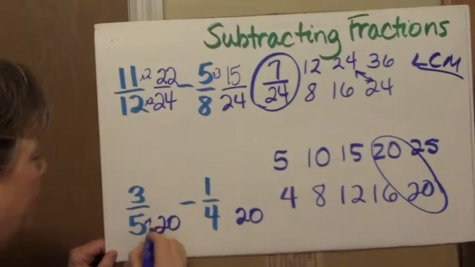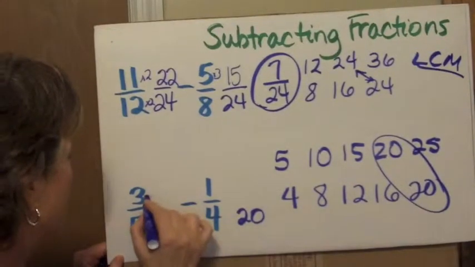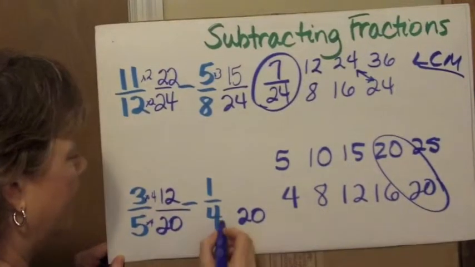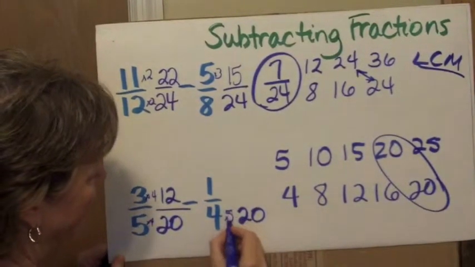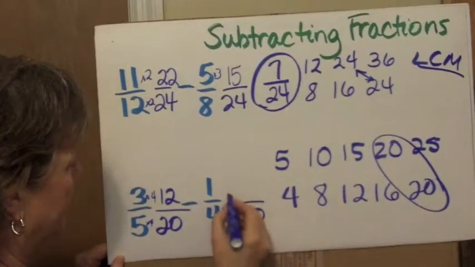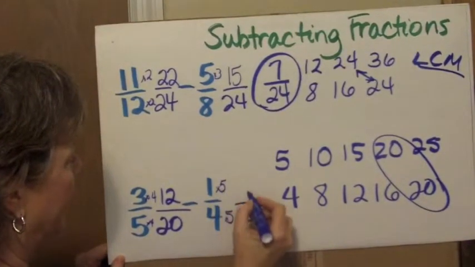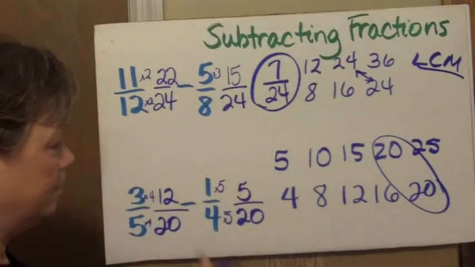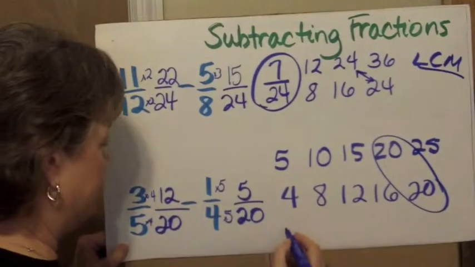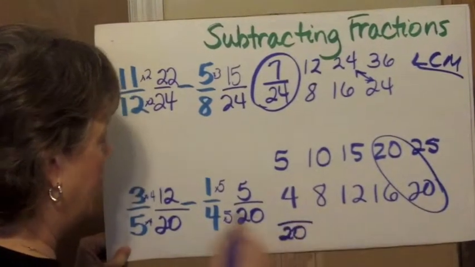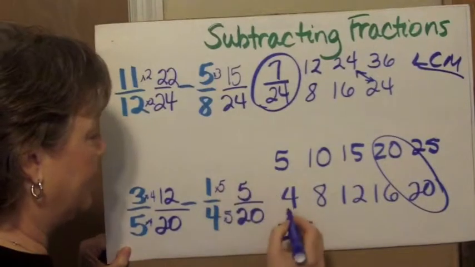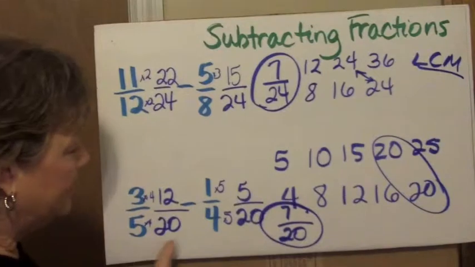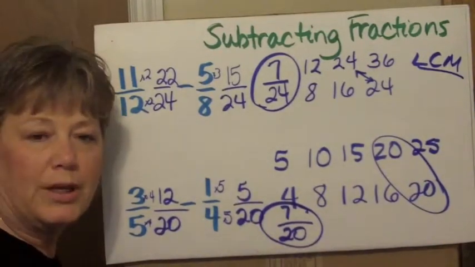So here we go. Keeping my balancing act. 5 times 4 gives me that 20. So 3 times 4 gives me 12. 4 times 5 gives me 20. So I have 1 times 5, and that is 5. So now I'm going to subtract. My denominator is going to stay the same. And 12 take away 5 is 7. So 3/5 take away 1/4 is 7/20.